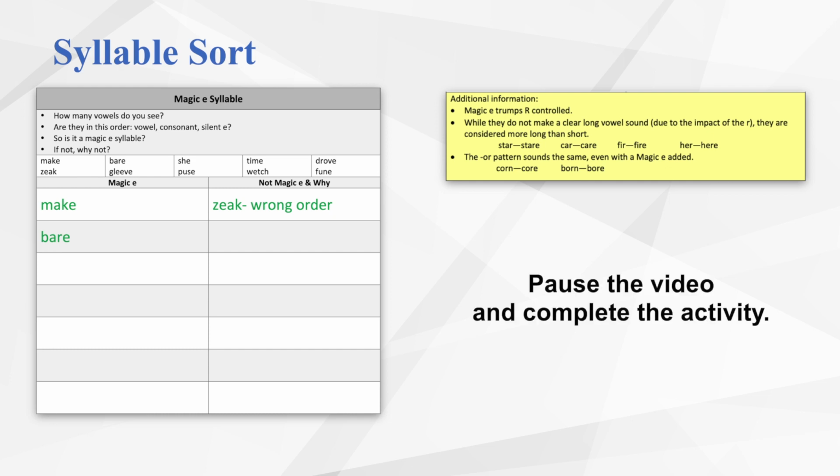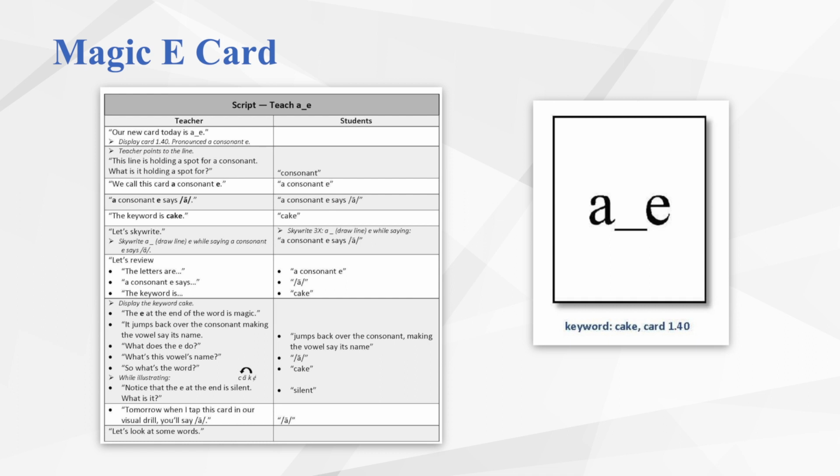Pause the video and complete this activity. A link to the answer key is included in your syllabus. Now that we know how to identify a magic E syllable, let's see what it looks like to teach an individual magic E pattern.